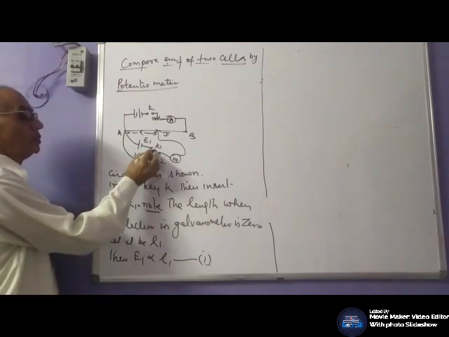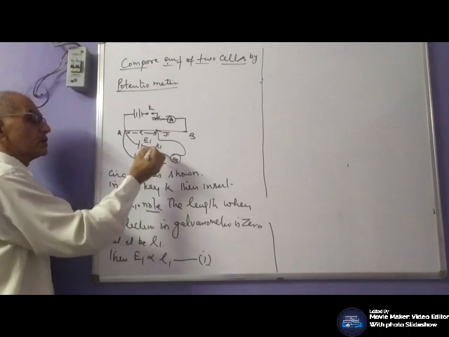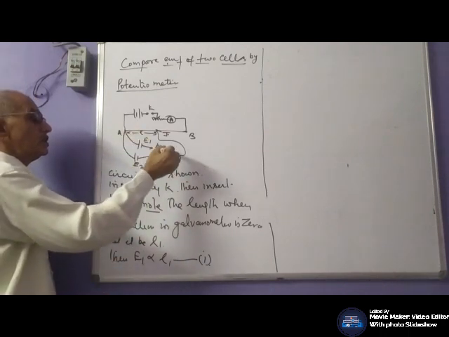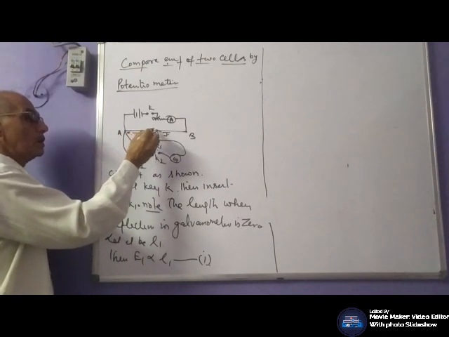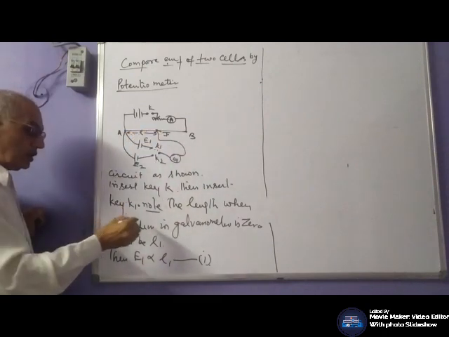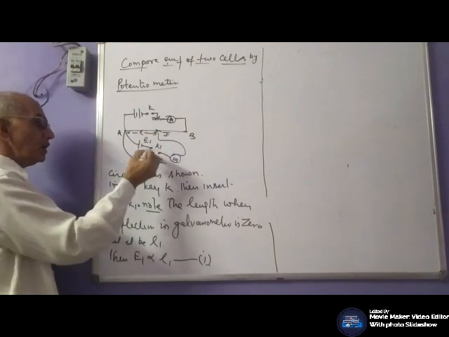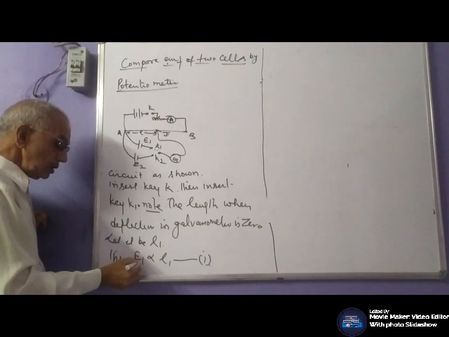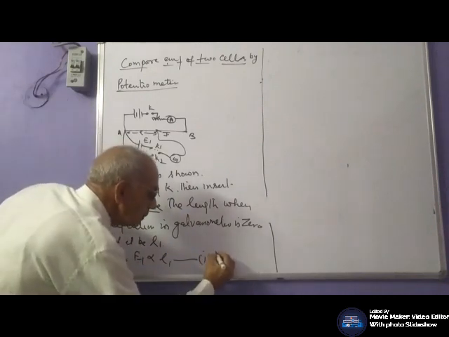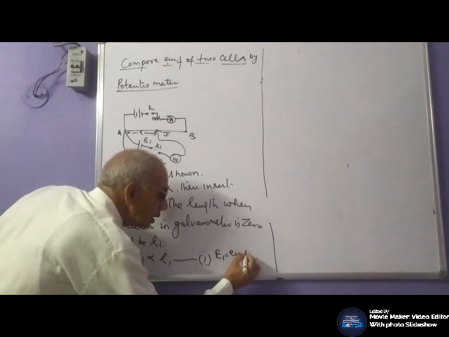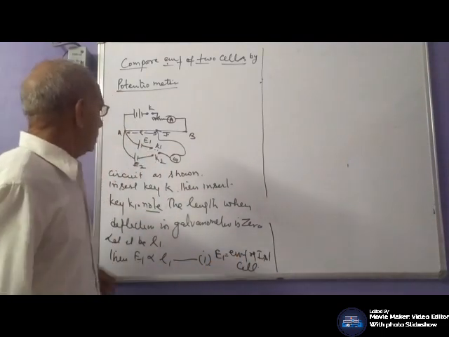Now this is inserted. Current flows through the driver cell, and this is inserted, not this, only this. This is the circuit now. Note the length when deflection in galvanometer is 0. Now no current is drawn, so the principle applies: E, not terminal voltage, EMF is directly proportional to length. What is the EMF of the first cell? Take out this key.